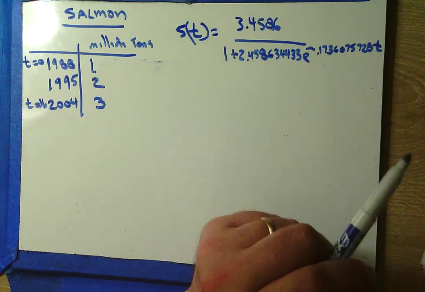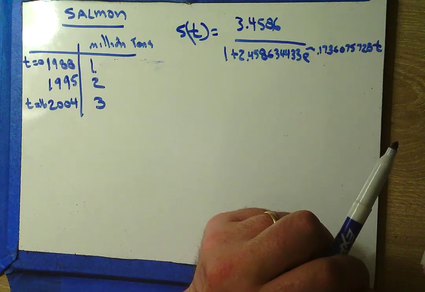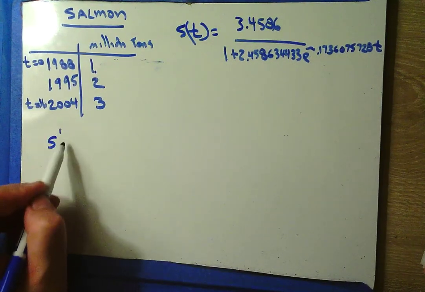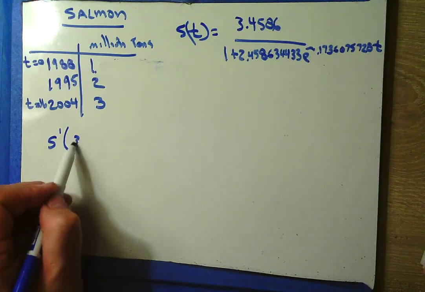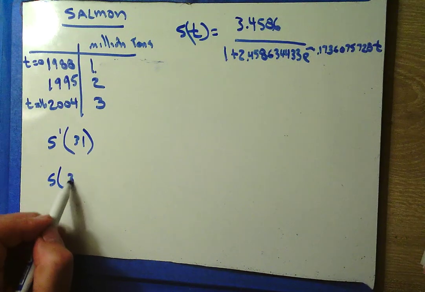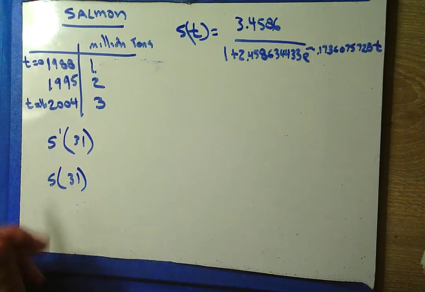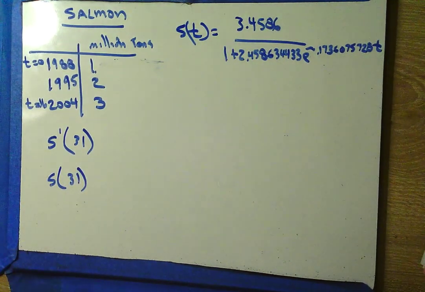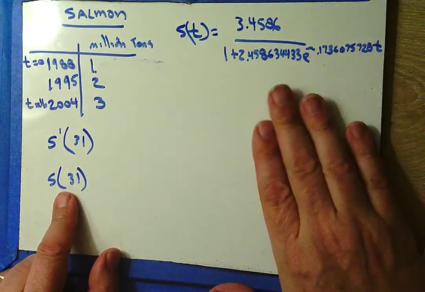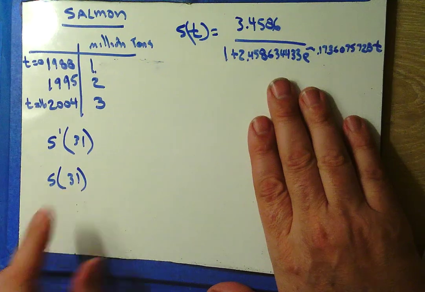Okay, so let's take a look. I'd like to know the following. What's S prime of 31? What's S of 31? And what do each of these mean? Well, let's start with S of 31. And yes, this is a calculator question.